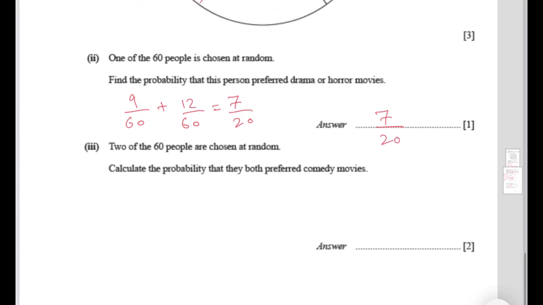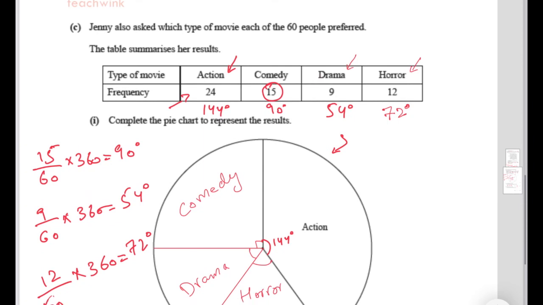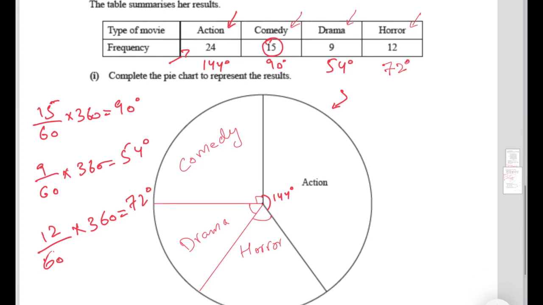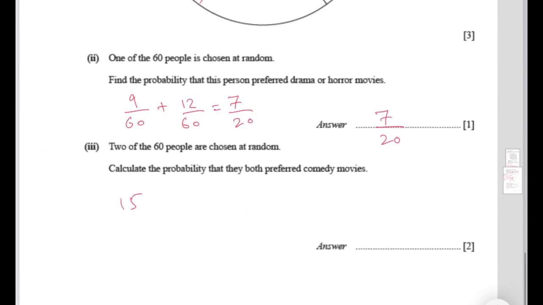The next part says 2 of the 60 people are chosen at random. Calculate the probability that they both preferred comedy movies. Now, if they both preferred comedy movies, you choose a person from this bracket. The probability of picking the first one would be 15 out of 60. So you write 15 out of 60. And the next one. If you choose the next person, of course, the probability would be 14 out of 59.